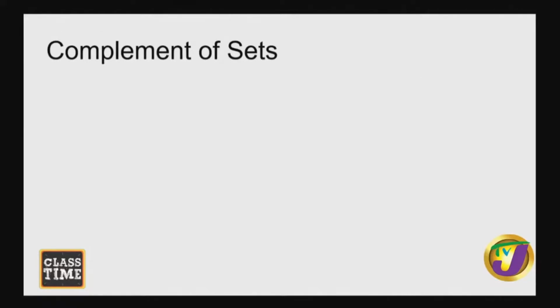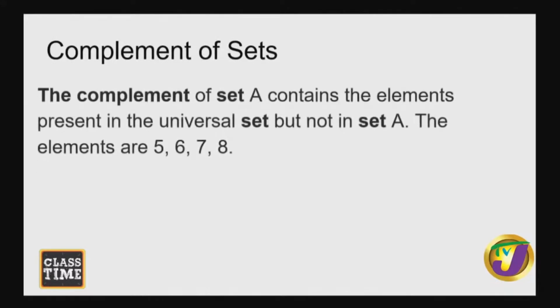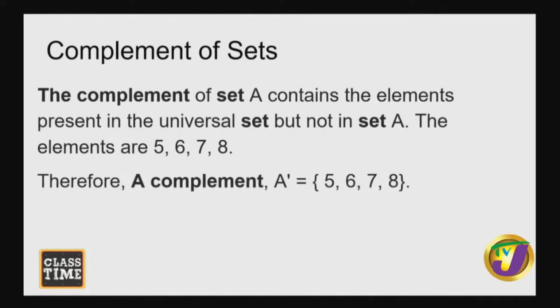Great. So the complement of set A contains the elements present in the universal set, but not in set A. The elements, as you would have listed earlier, are 5, 6, 7, 8. And here we have it. How do we write it? We write A complement, and we have placed the members of this set within the curly brackets. Awesome stuff. So we're looking at A complement.